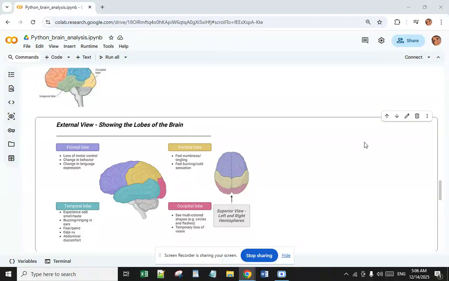The next is making surface plot of a three-dimensional statistical map. Project a three-dimensional statistical map onto a cortical mesh and display the surface map as PNG or in interactive mode.